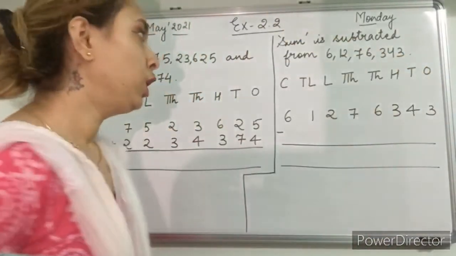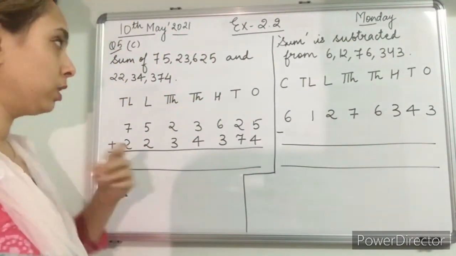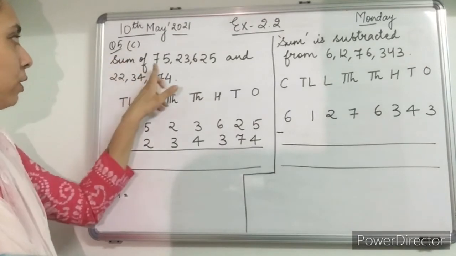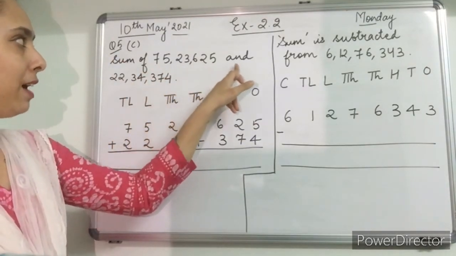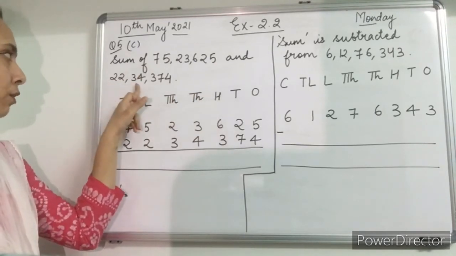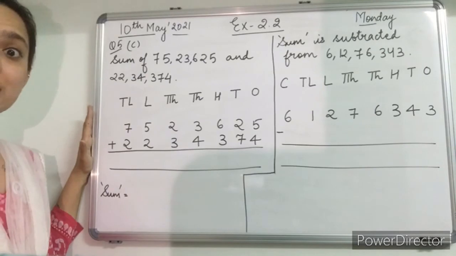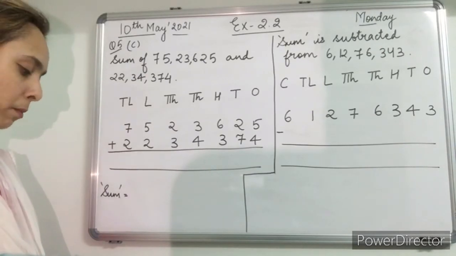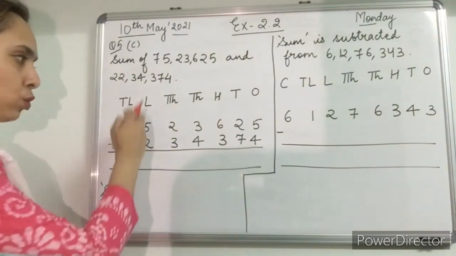So how are we going to do this question? Let's have a look. First I have written according to the question: sum of 75,23,625 and 22,34,374. In this way I will find out the sum first. So how am I going to write? I will add these two numbers.